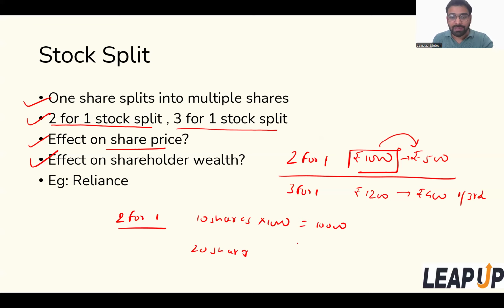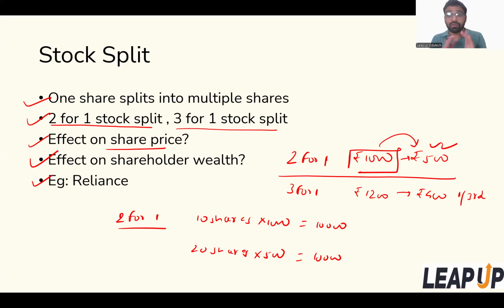So his wealth was rupees 10,000. Now, what has happened to the stock price? It has fallen down to rupees 500. Then what happens to your wealth? My wealth remains the same. So as a result of stock split, your shareholders' wealth will always remain the same. It will not be affected at all. That's the second last point. And let's talk about the last point, why exactly stock split is done.